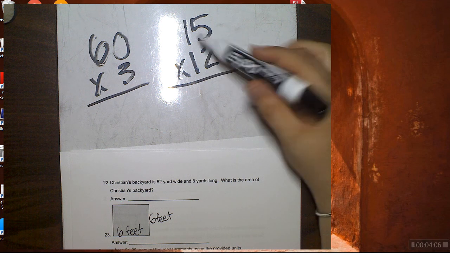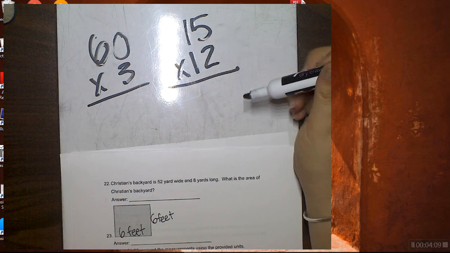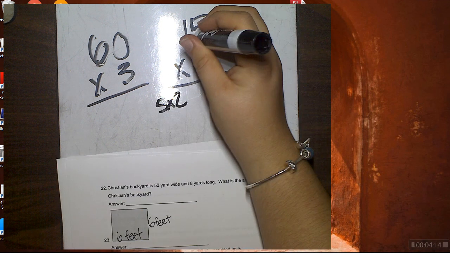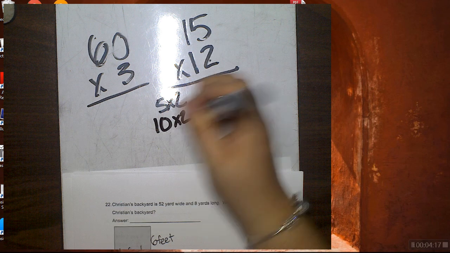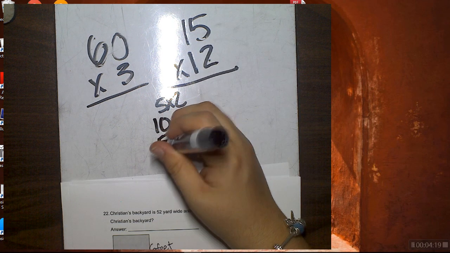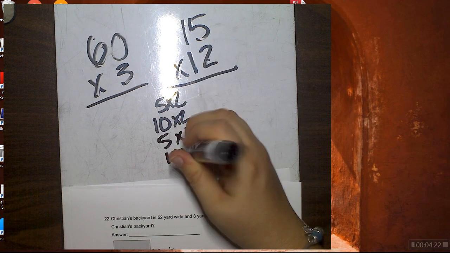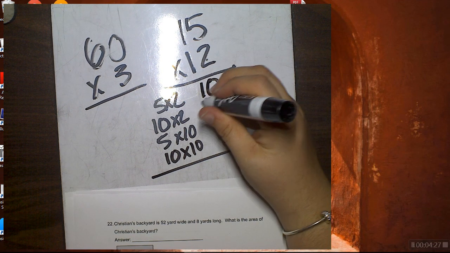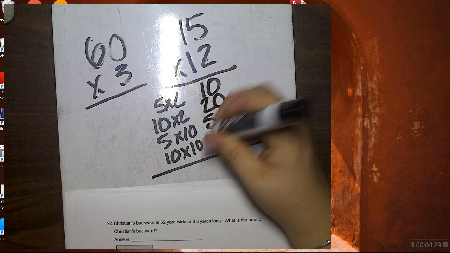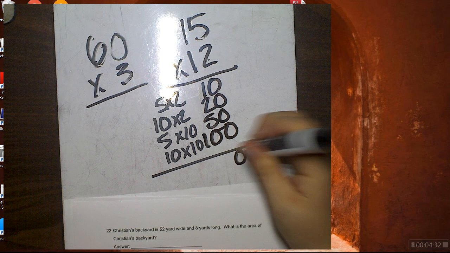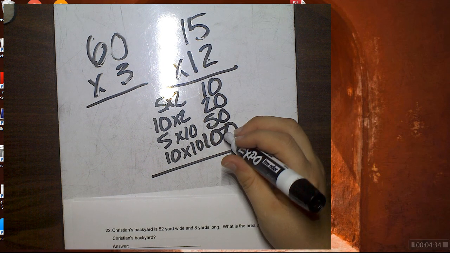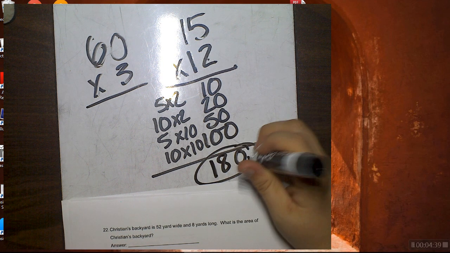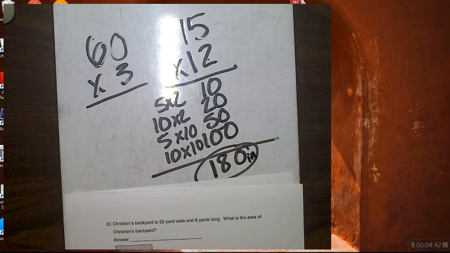If not, and they need to solve here, have them do it in the expanded form. So I want them to do 5 times 2, and then 10 times 2. And then same thing here, they're going to do 5 times 10, and then 10 times 10. They solve all these smaller, easier problems. 5 times 2 is 10, 10 times 2 is 20, 5 times 10 is 50, and 10 times 10 is 100. And they add those together, and they would get 180. And they need to include their unit of measure, 180 inches.